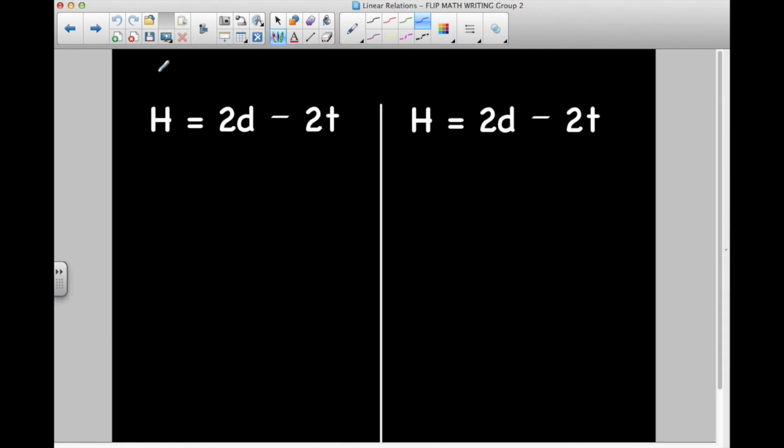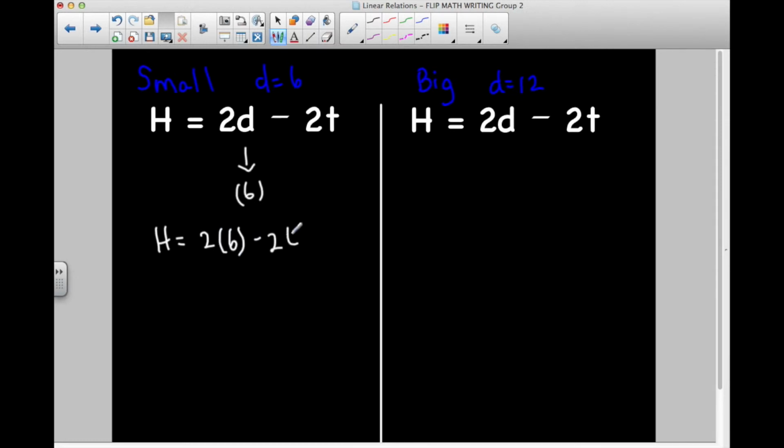Remember, we're dealing with two sizes of candles, one small candle and one big candle. The small candle had a diameter of 6. And the big candle had a diameter of 12. Let's use this information to come up with two linear equations. So if we make a quick substitution for our diameter equal to 6, h equals 2 times 6 minus 2t. And this simplified down to h equals 2 times 6 is 12 minus 2t. I think it's a good strategy to keep it in the form of y equals mx plus b, and so h equals minus 2t plus 12.